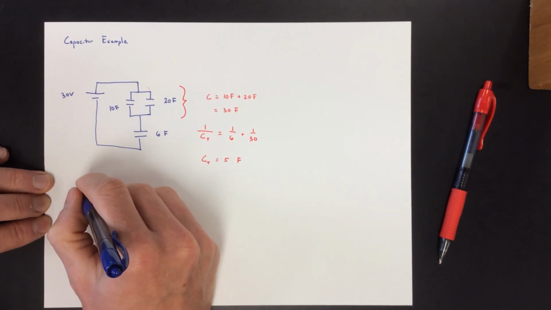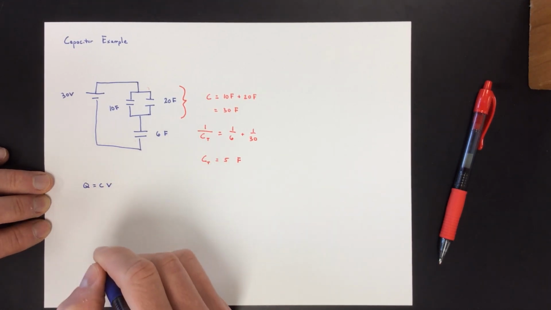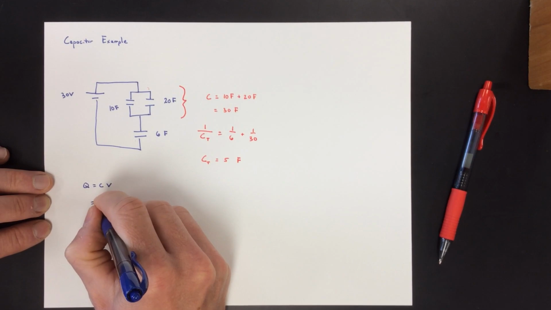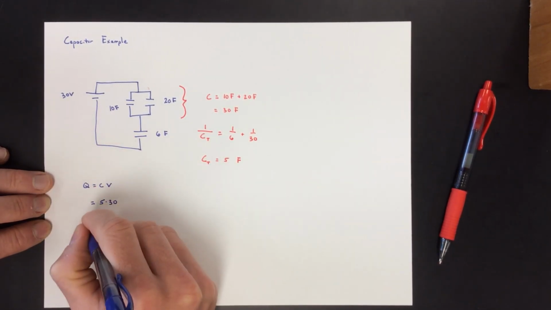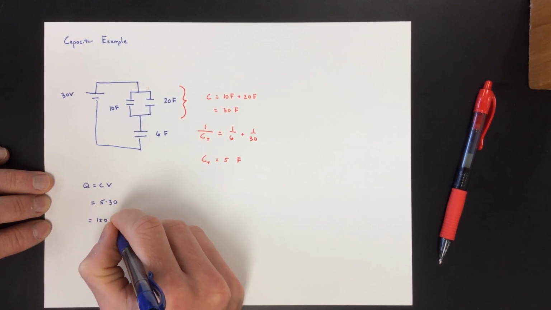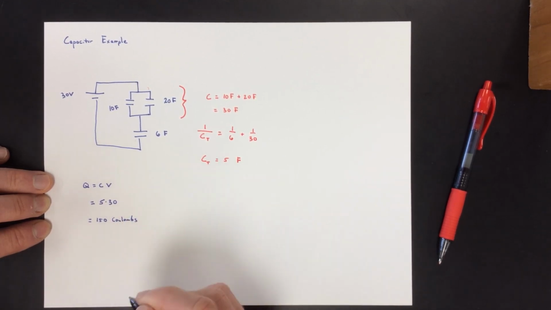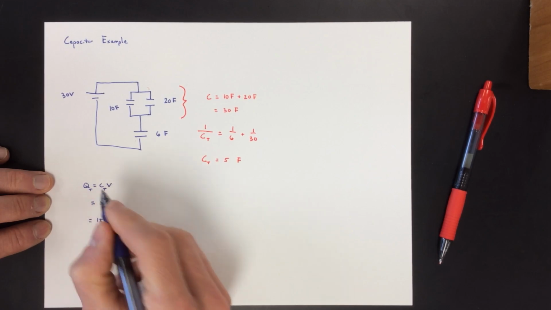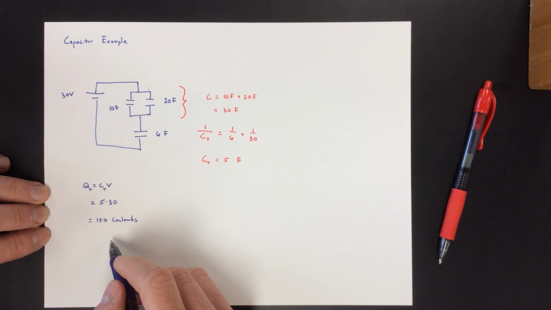Okay, that's a positive step. And now let's write down the fundamental: Q equals CV. Because if I know that the total capacitance of the system is 5 farads, and I know that the system is getting 30 volts, then the system has 150 coulombs of charge that can be stored. Okay, so now I know Q total because I know C total. So the whole system is getting 150 coulombs of charge.